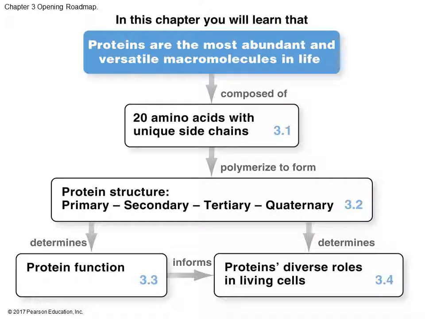In this chapter, we'll talk about the building blocks of proteins. There are 20 amino acids, and these amino acids are the building blocks of proteins. What makes each amino acid unique? It's their side chain. Then once we talk about the content of what makes a protein, we'll talk about structure. There's four levels of structure: primary, secondary, tertiary, and quaternary. Then after that, we'll talk about protein function and the diverse roles that proteins serve in living cells.